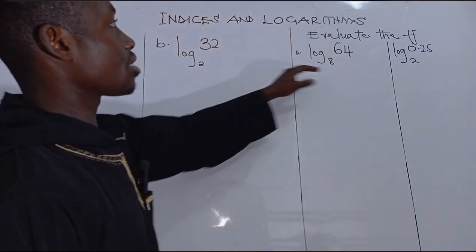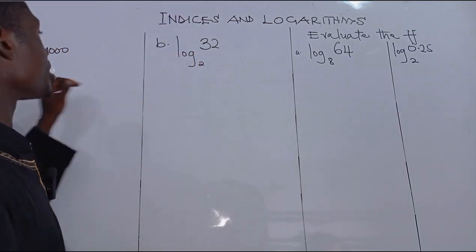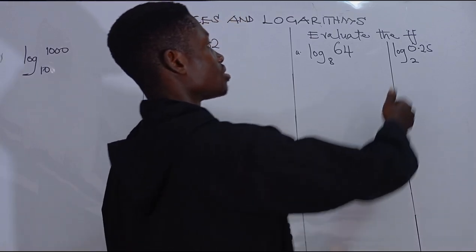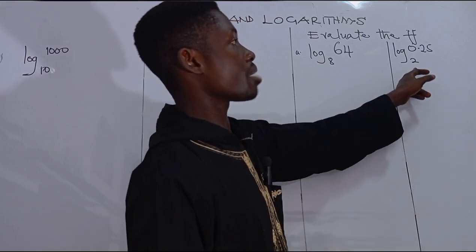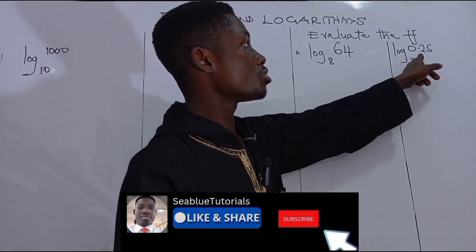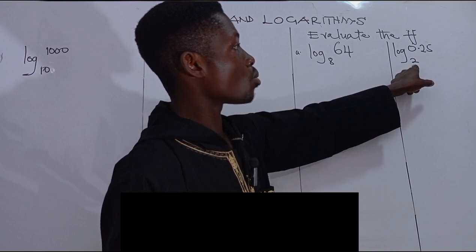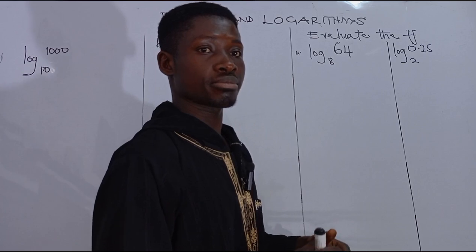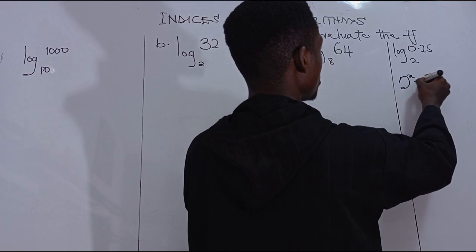So we want to evaluate the following logarithms. In other words, we want to find the value of each of these logarithms. So let's start from this side. We have log of 0.25 to the base of 2. Now this can be explained as: to what power must we raise 2 to give us 0.25? In other words, 2 raised to what power will give us 0.25? So we can write it mathematically as 2 raised to what power will give us 0.25?